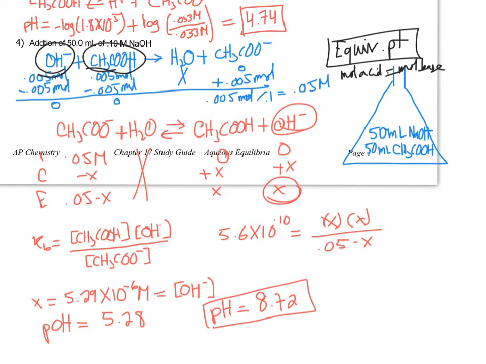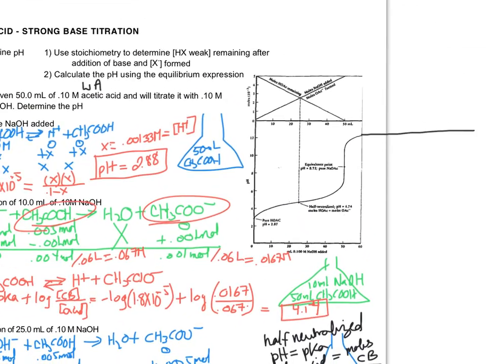Now, what if I keep adding more and more and more? What would be my pH at the very end? Well, let's take a look at my titration curve here. So let's see what would have happened. Initially, I had my acetic acid by itself. It had a pH of 2.88. The pH increases very slowly as I add my NaOH. There's my half neutralization point. That's when my pH is equal to my pKa right here.